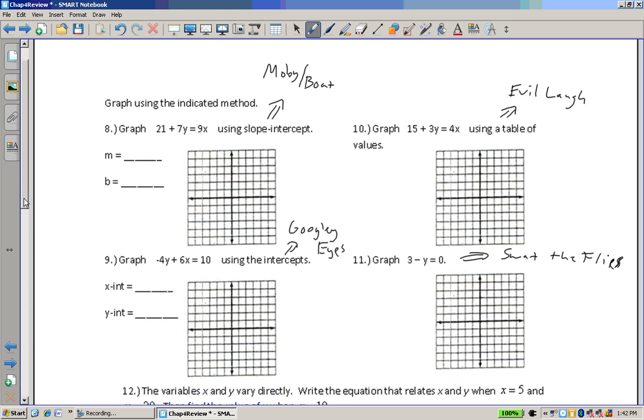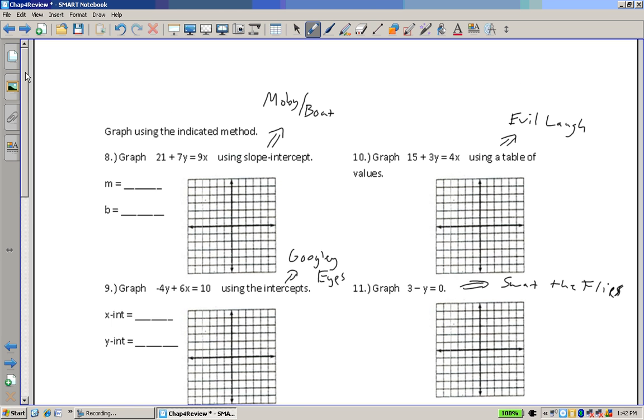Okay, so using slope-intercept form, Moby and the boat, what I like to do, first of all, we have to get this into slope-intercept form. So 7y, I'm going to subtract 21 from both sides. Get 7y equals, let's see, 9x minus 21. And now we'll divide by 7. So we get y equals 9/7 x minus 3. So my slope is 9/7. My y-intercept is negative 3. Don't forget that negative. That's very important.